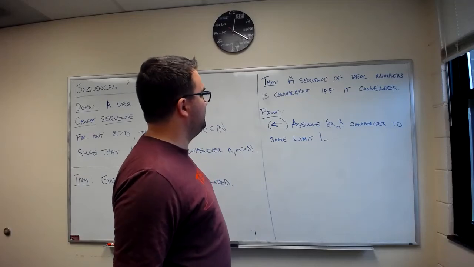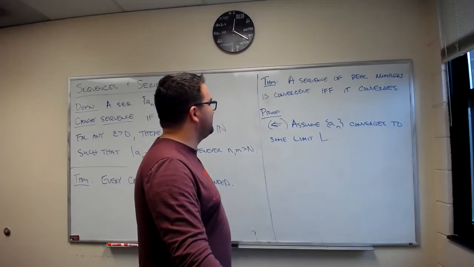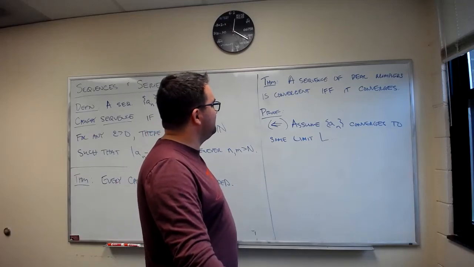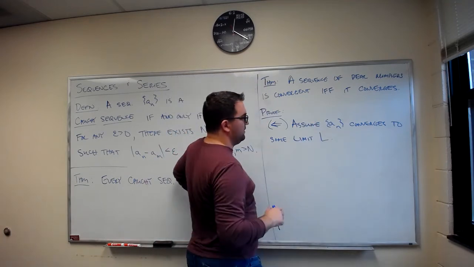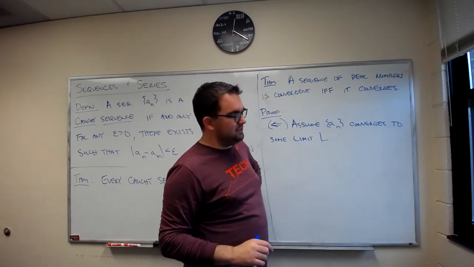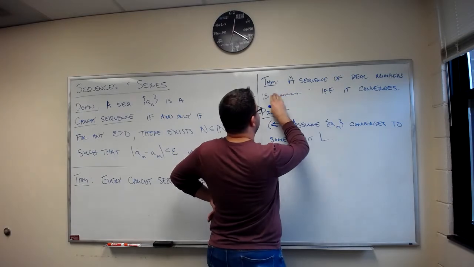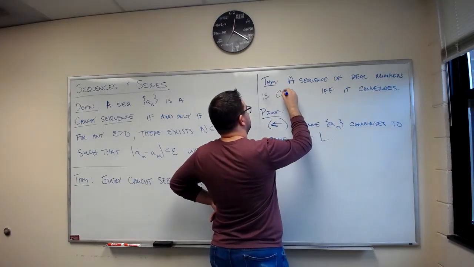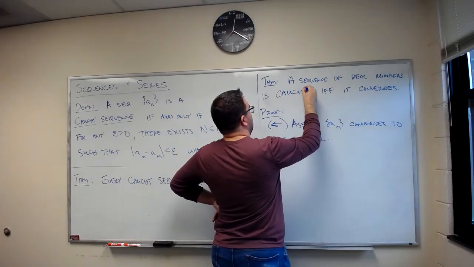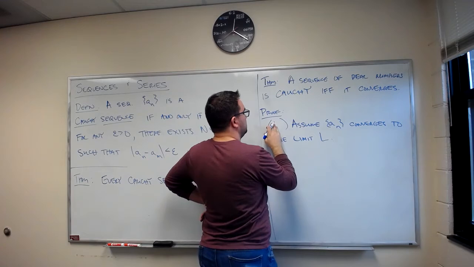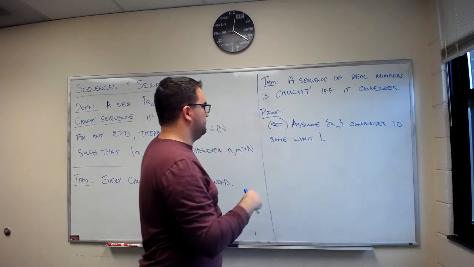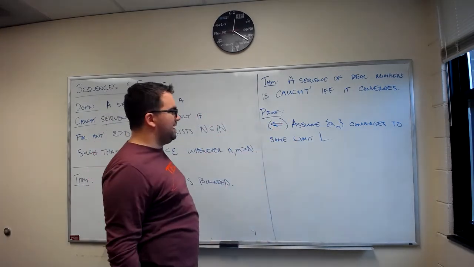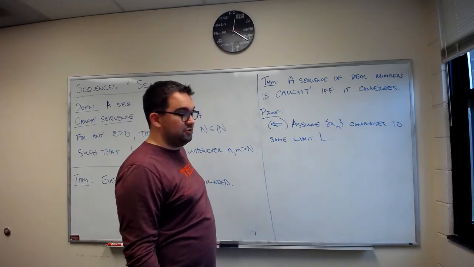Oh wait, I just realized I couldn't decide. So what have I written? A sequence of real numbers is convergent if and only if it converges. Well, that is also true, but that's vacuously true. So okay, let's write it in the same way. The sequence is Cauchy if and only if it converges. And then, okay, now I'm proving that direction. Assume it converges, show it's Cauchy. Okay, so assume a_n converges to some limit L, then I want to show it's Cauchy.